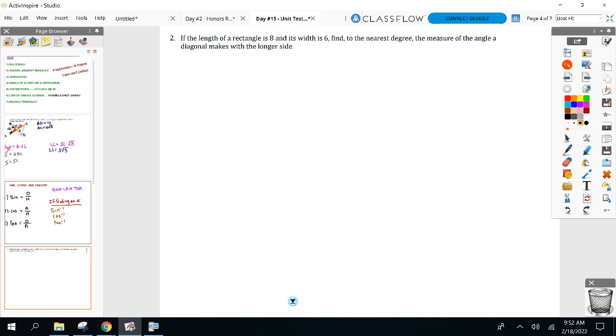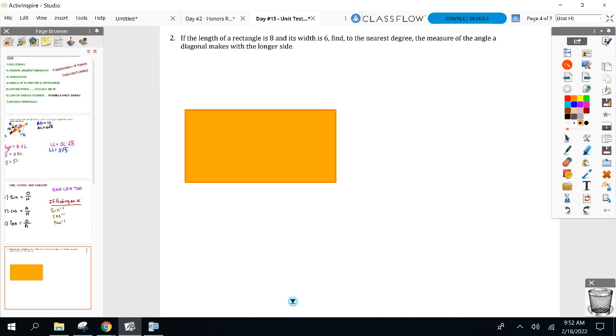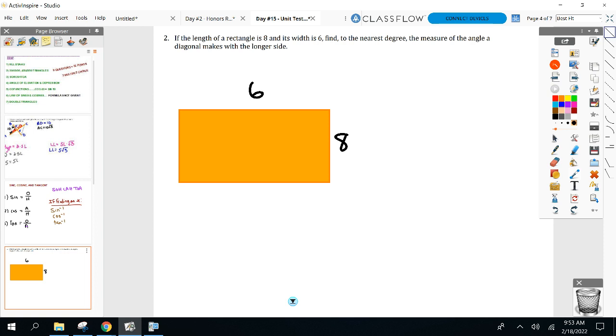All right, let's look at a couple examples, and then you get a group one. Number 2, right there underneath number 1. The length of a rectangle is 8 and the width is 6. So however you want to put 8 and 6, here's the length, here's the width. Find to the nearest degree the measure of an angle the diagonal makes with the longer side. So draw a diagonal in, and it won't matter which diagonal you draw in because diagonals are congruent in a rectangle.